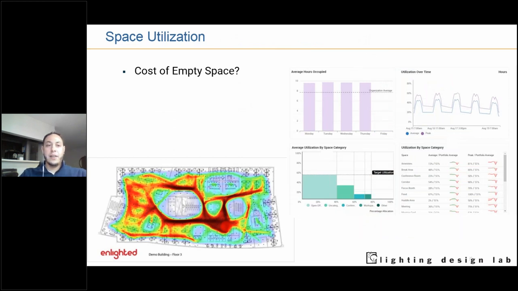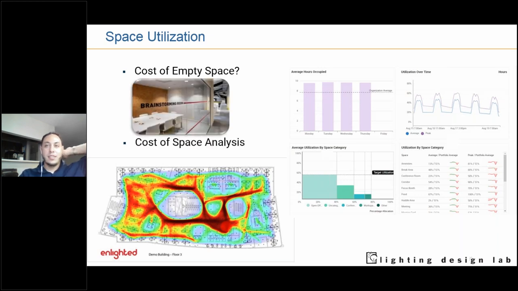Space utilization is a very important factor in a building's space layout. If you remember from the beginning, the 1-9-90 rule, 9% of a building's budget when it comes to its square footage is spent on that space layout. What's the real cost of empty space if your multi-purpose rooms and conference rooms are not being used? That is important data to have, number one. And number two, you can help identify if your space layout has opportunities for a good solid renovation that can let office workers maximize the use of their space.